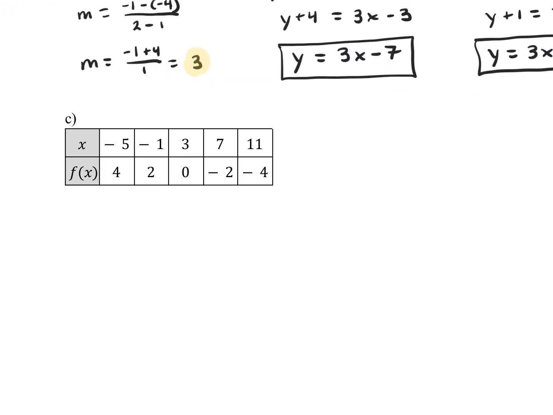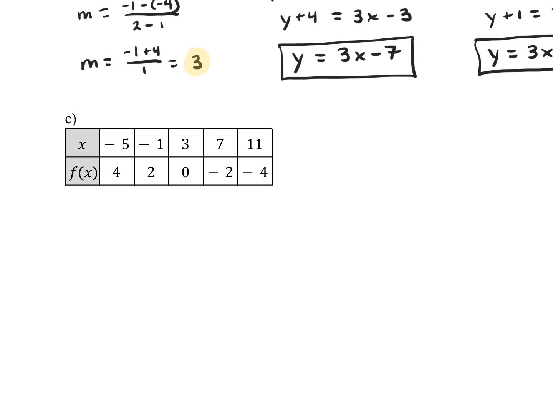All right, last, we're going to create a linear equation from a set of values. This is a table of values, like a t-chart. So first thing we need to check is that this actually comes from a linear equation. So for that, we're going to look for a constant change of x and a constant change of y.